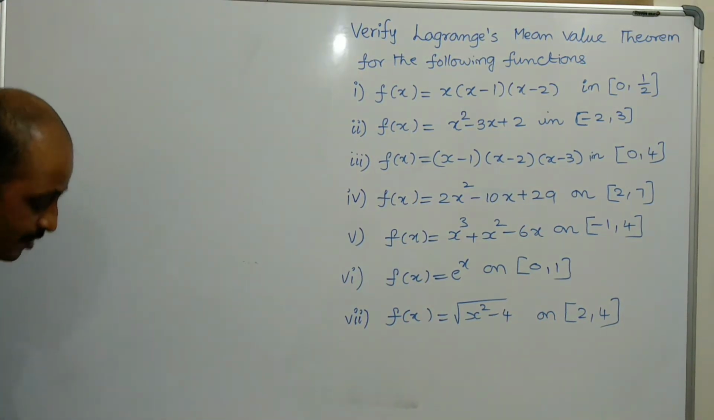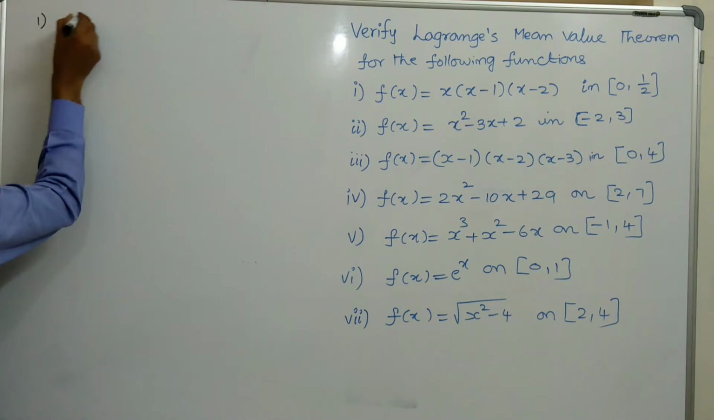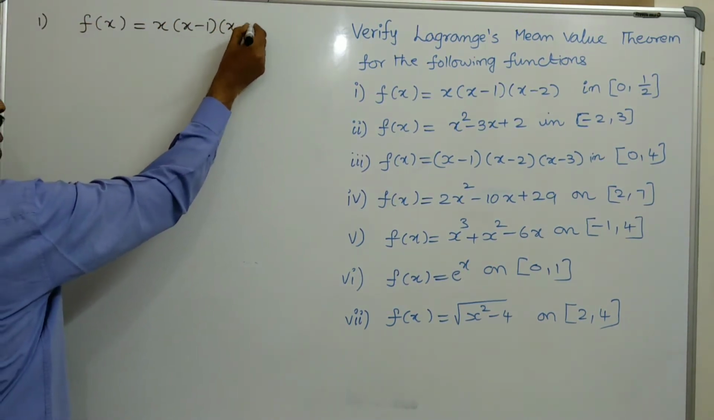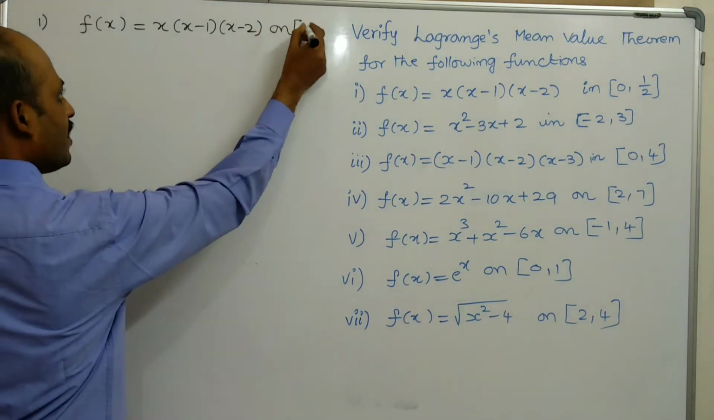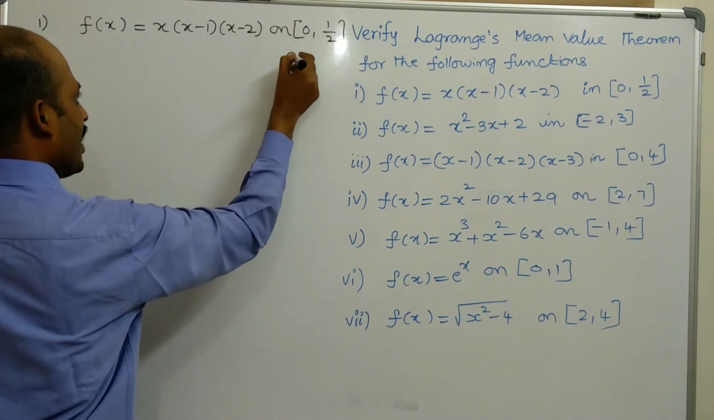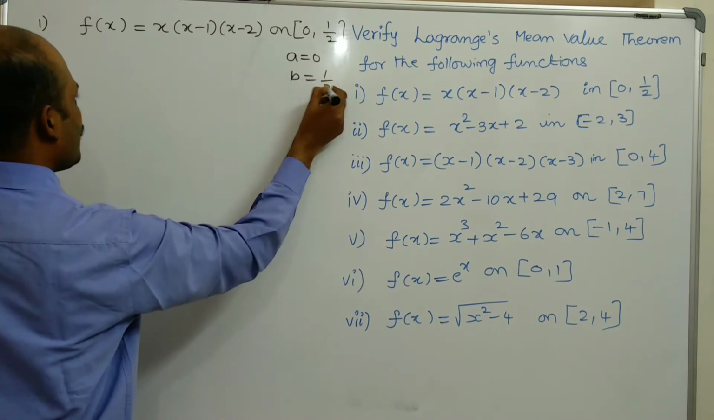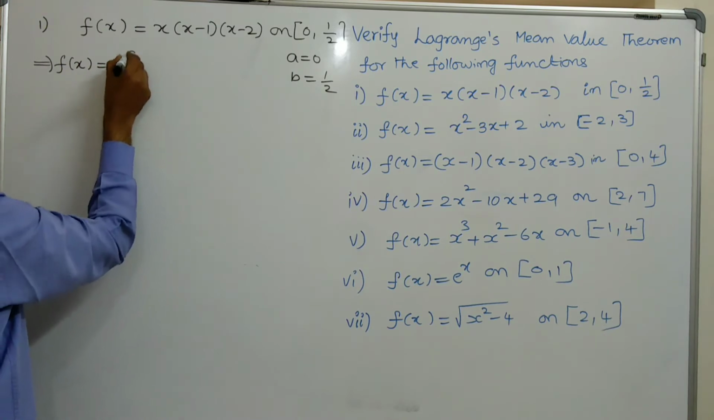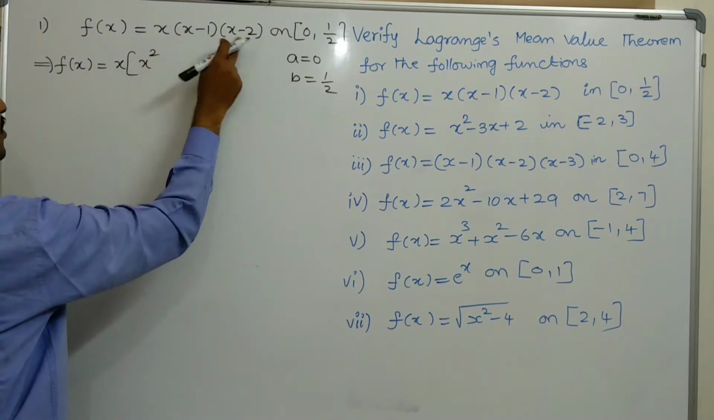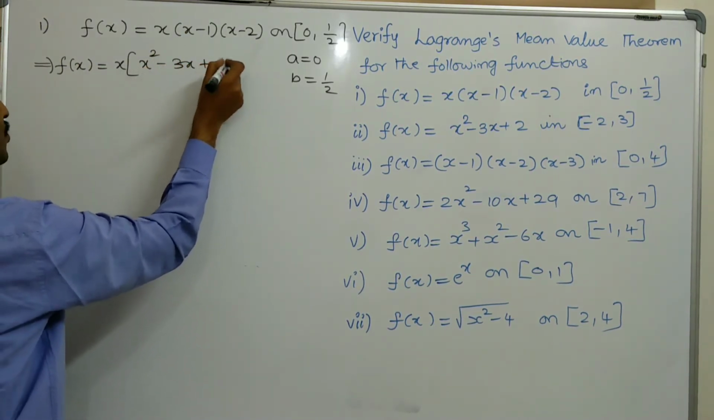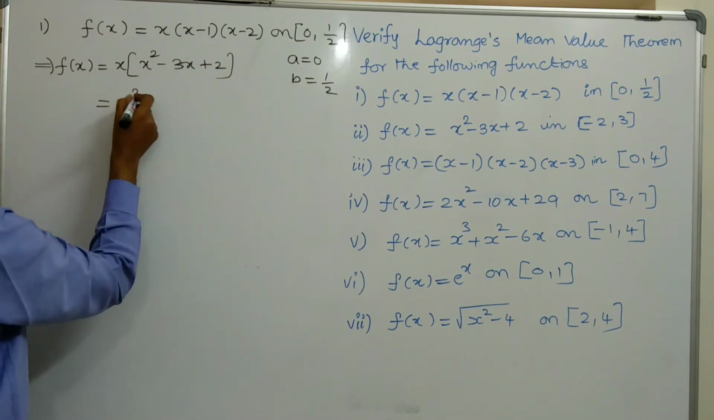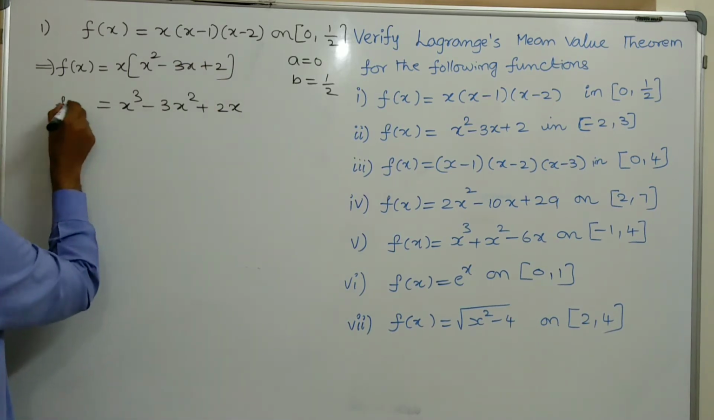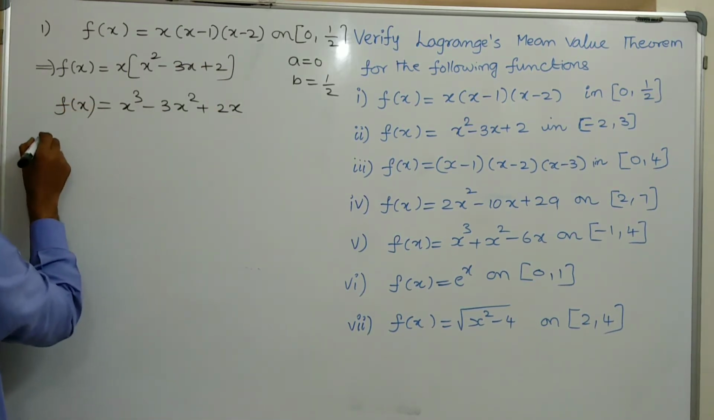The first problem is, given that f of x is equals to x into x minus 1 into x minus 2 on closed interval 0, 1 by 2. So a is equals to 0, b is equals to 1 by 2. F of x is, very clear, a polynomial: x into x square minus 2x minus x minus 3x plus 2. After simplifying we get x cube minus 3x square plus 2x. F of x is a polynomial.